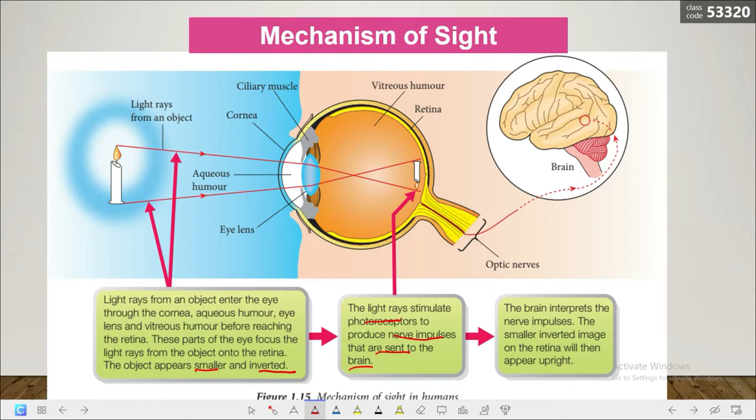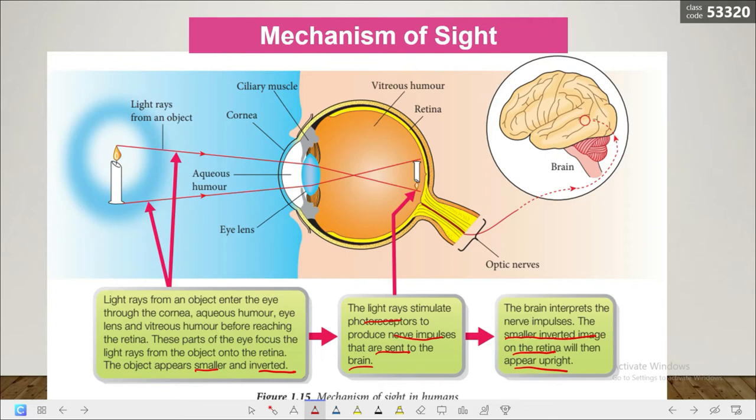So the smaller inverted image on the retina will appear upright. This means the brain will change the image, because it was inverted just now, right? So it will change the image so it becomes upright. Okay, so this is the mechanism of sight.